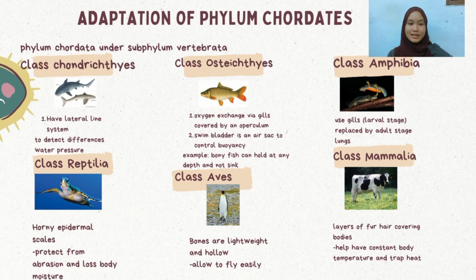The next class is class Amphibia. They use gills in their larval stage, which are replaced by lungs in the adult stage. For the Reptilia, they have a horny epidermal scale which protects them from abrasion and loss of body moisture. For the class Aves, they have lightweight, hollow bones, which allow them to fly and move easily. And lastly, for the class Mammalia, they have layers of fur or hair covering their bodies, which helps them have a constant body temperature and trap heat.